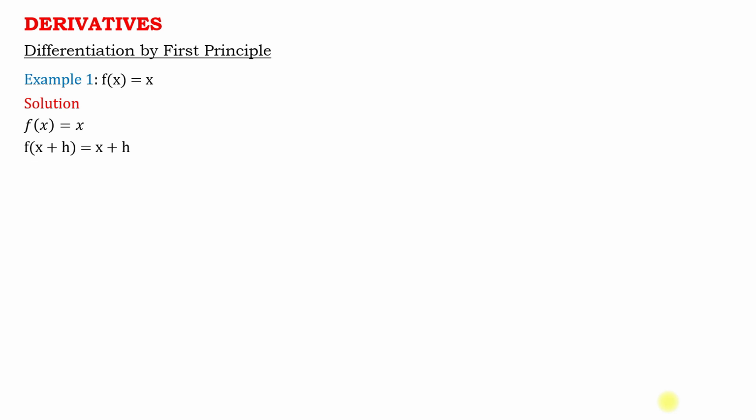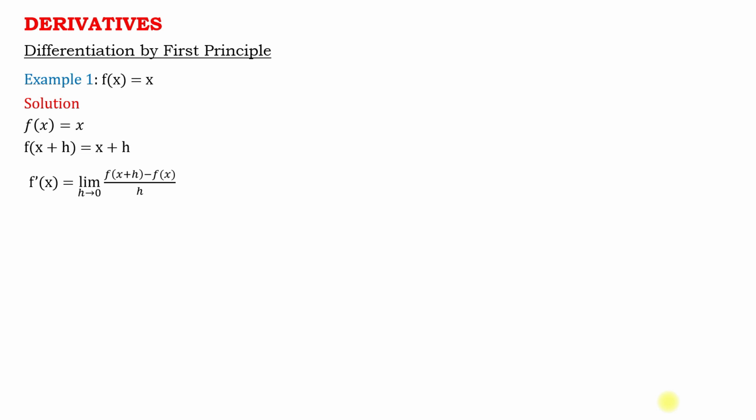So from our formula, we need to find a derivative of function of x, which is f dash. The derivative of function of x is equal to the limit as h is approaching 0. It is not 0, it is approaching 0. So it is function of x plus h minus function of x over h.